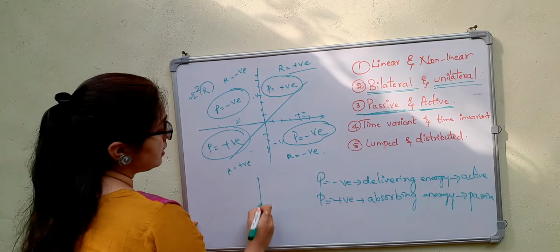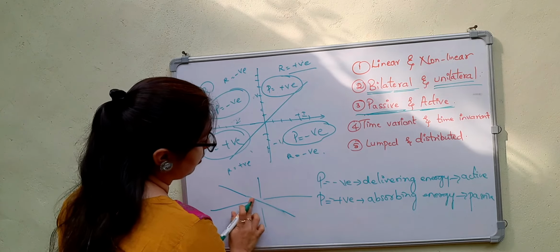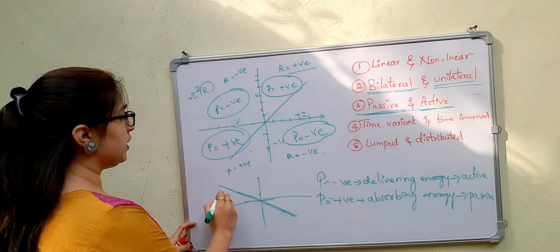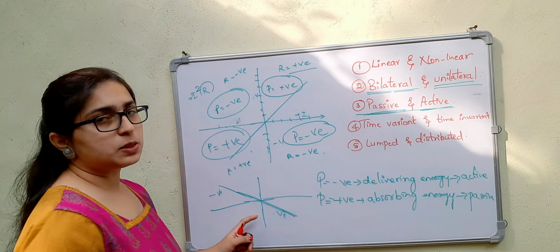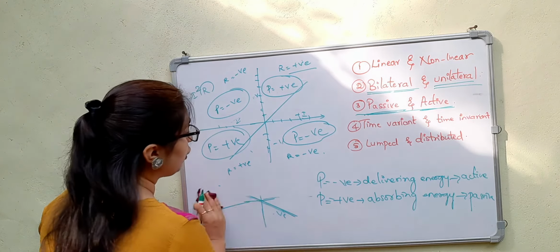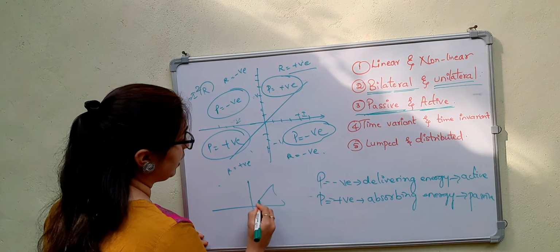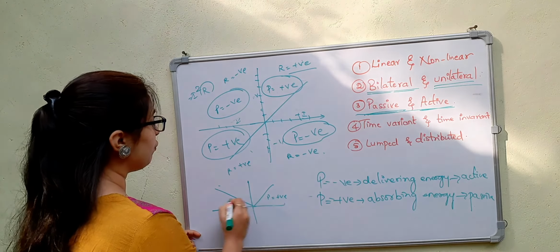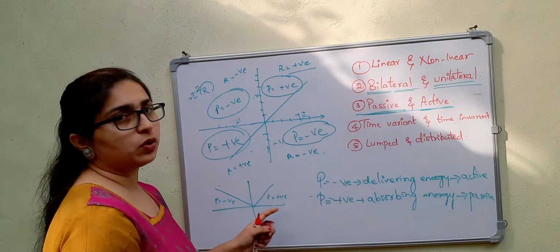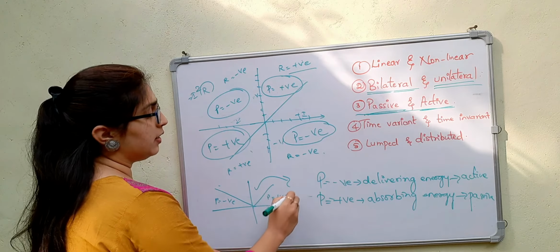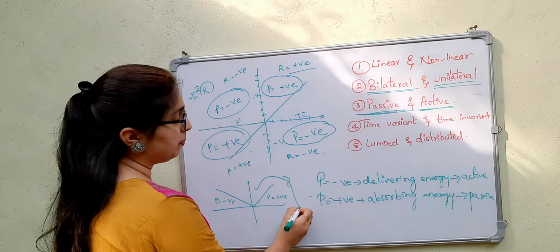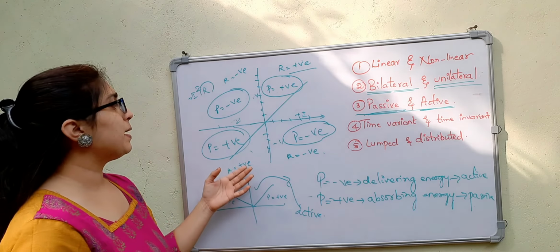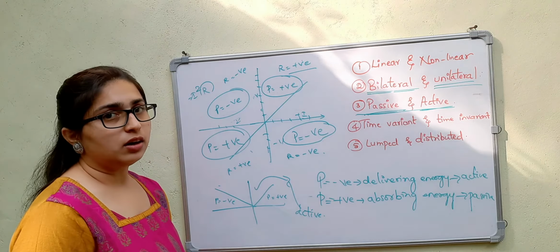Then if it is like this, here it is negative, here also it is negative. So this becomes active. But what if you have positive in one and negative in another? If you have power negative in any one of the quadrants, that characteristic or that element will become active. It's passive only when it passes through the first and the third quadrant.